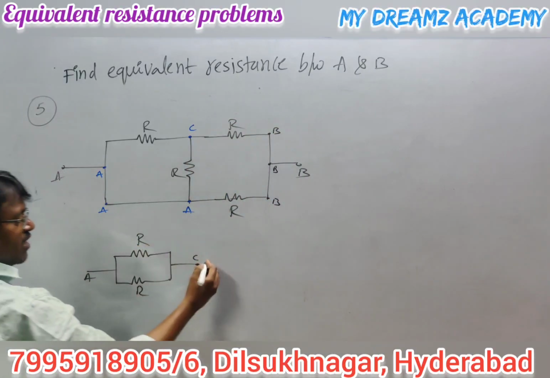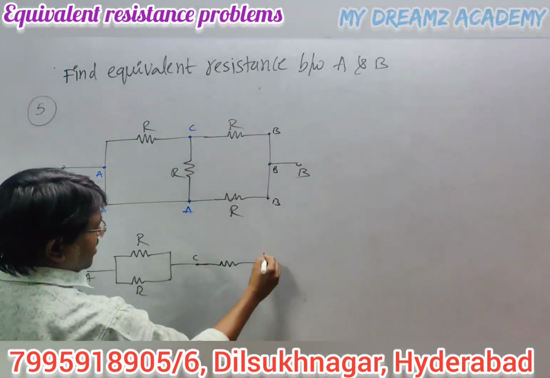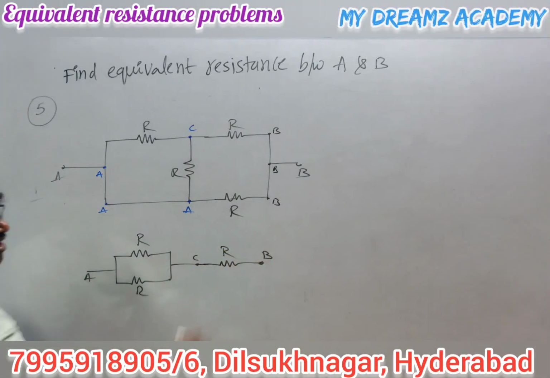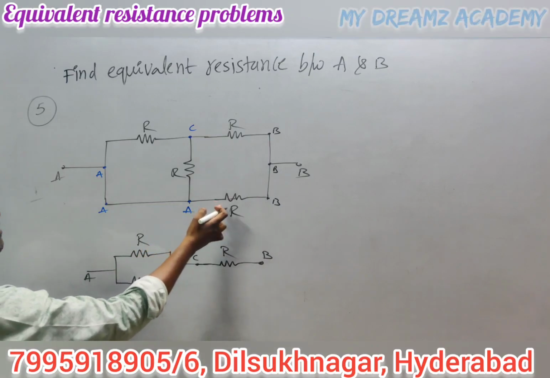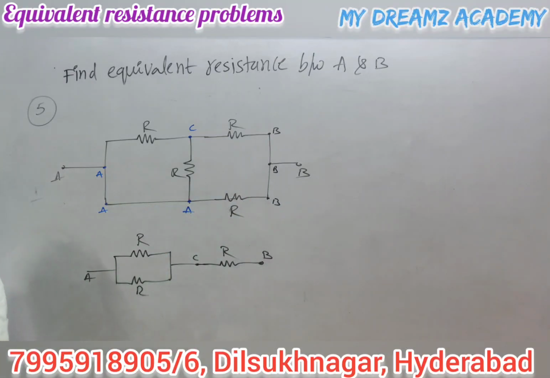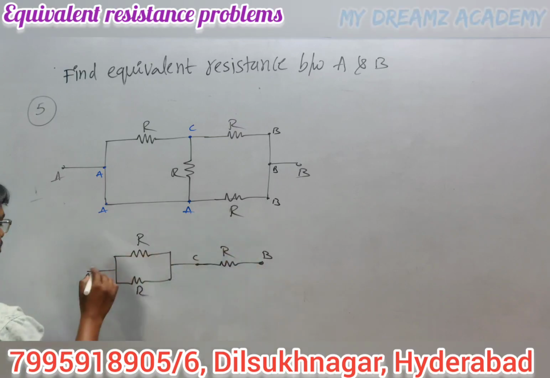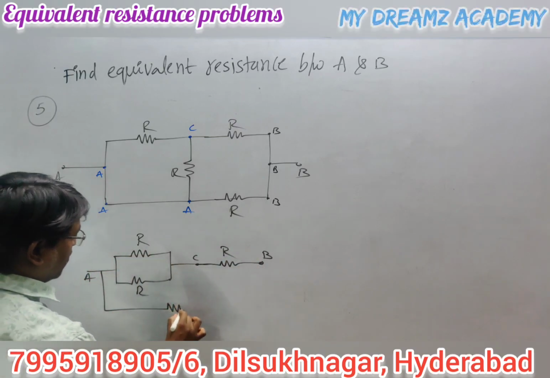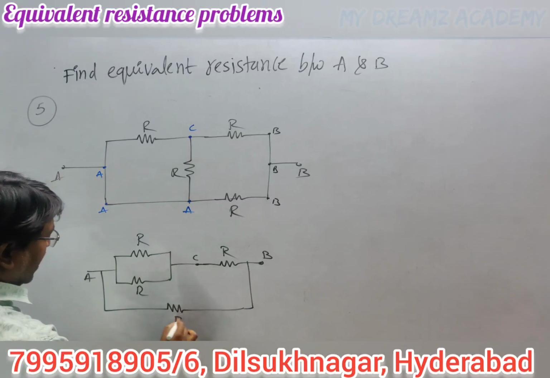C ఇక్కడ ఉంది మనకి, C కి B కి మధ్యలో ఇంకో resistor. C and B. Resistance R. And last one is between A and B. This is between A and B. A ఇక్కడ ఉంది, B ఇక్కడ ఉంది. మనకి AB between A and B. Okay, this is between A and B, right?